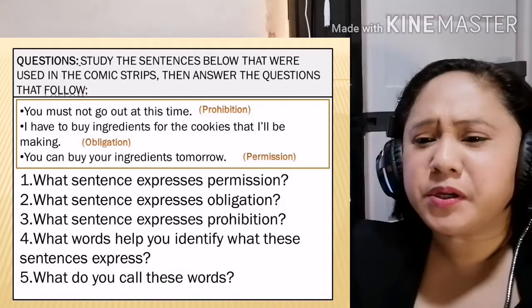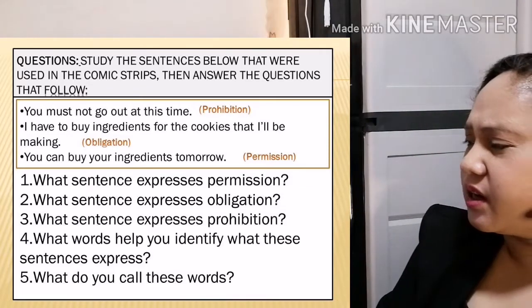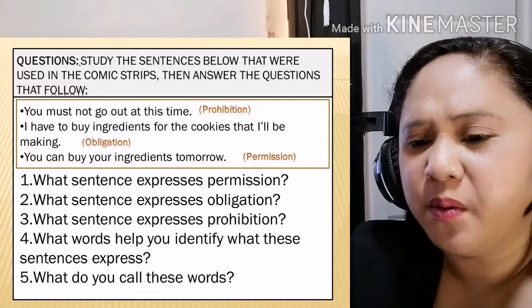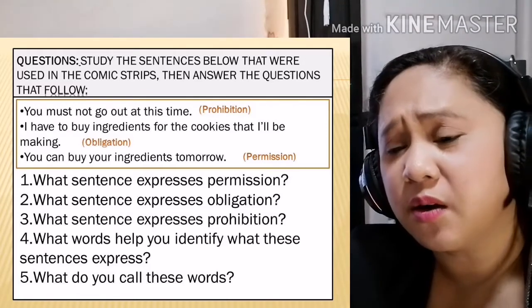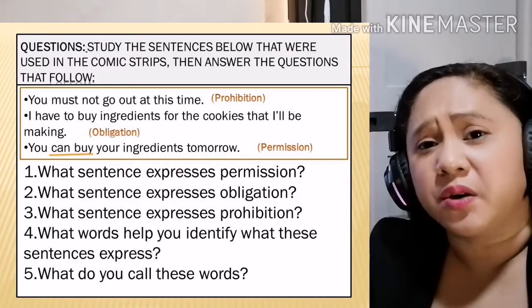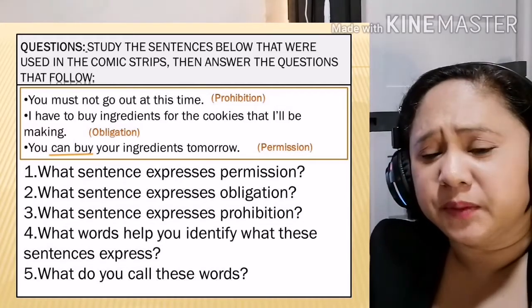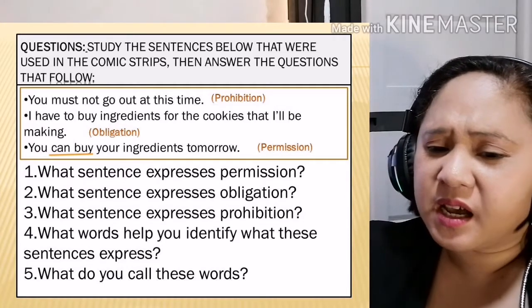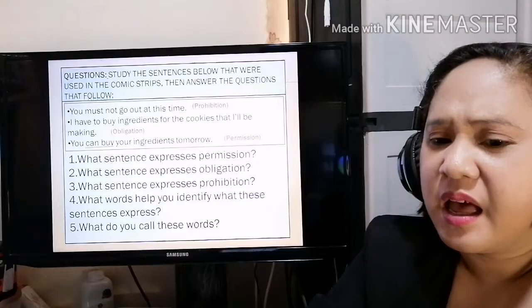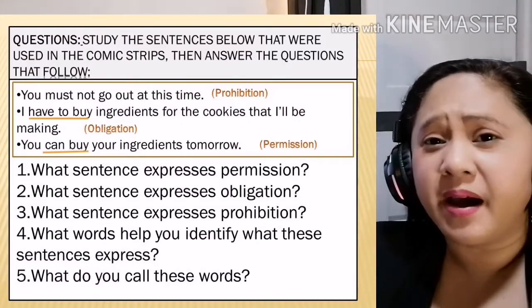Now let's go to the words that help you identify what the sentences express. For number 1, the sentence of permission, if you said can buy, then it is correct. Can buy expresses a permission. If for the second, obligation, you said have to buy, then again you are right.